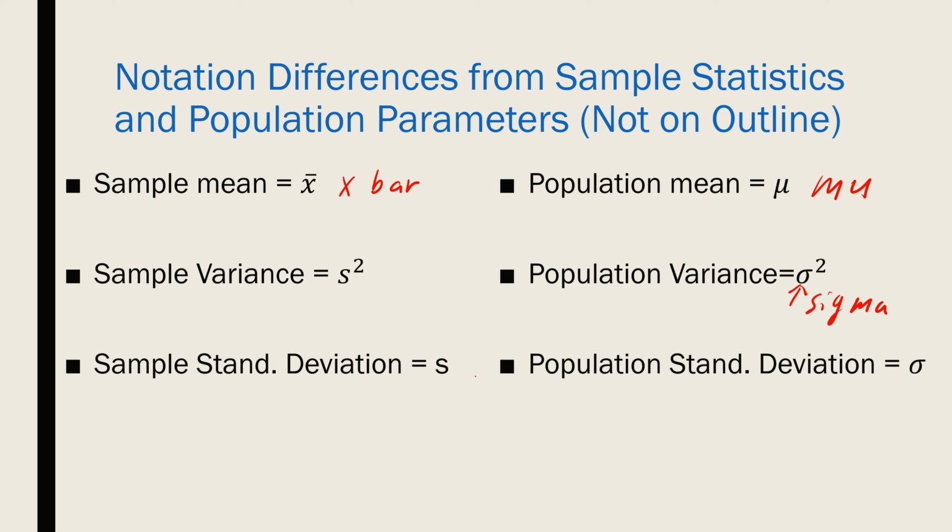Sample standard deviation is denoted by S. Population standard deviation is denoted by sigma.